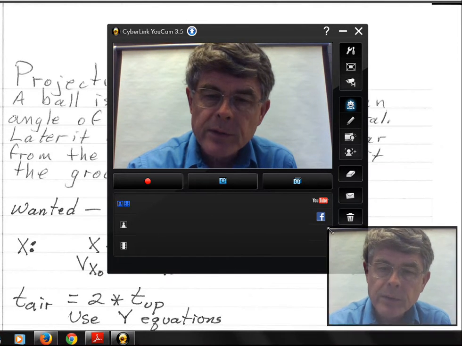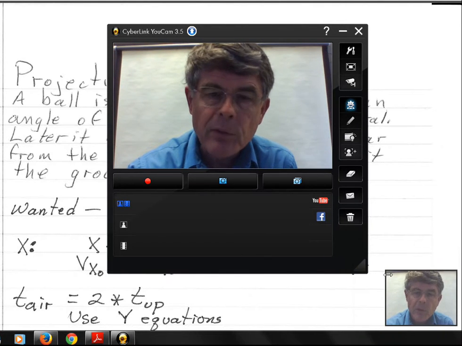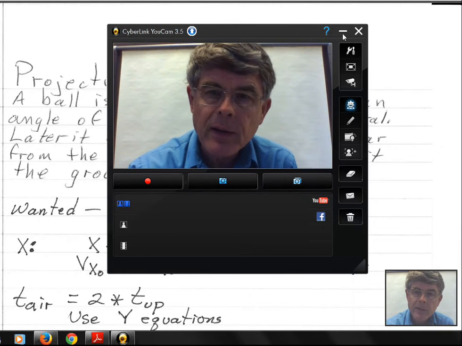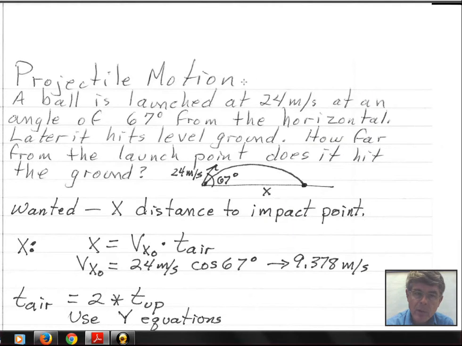This video gives an example of working a projectile motion problem, and in this problem we're going to launch at ground level and land at ground level, so there's no cliff type aspect to this problem. Launching and landing at the same vertical distance from the center of the Earth.